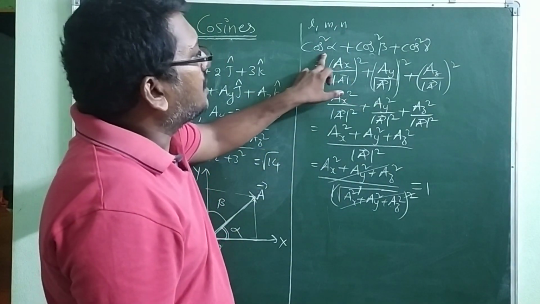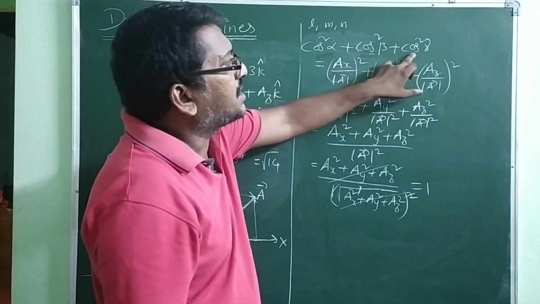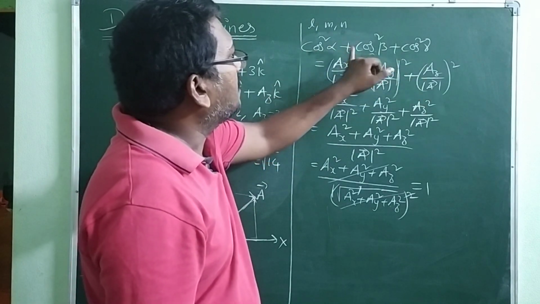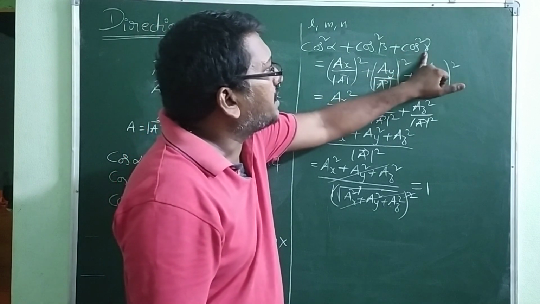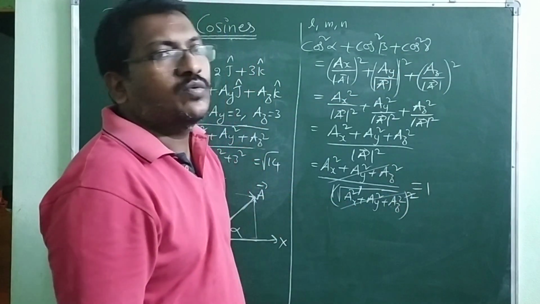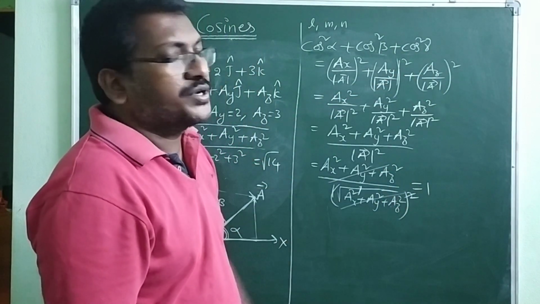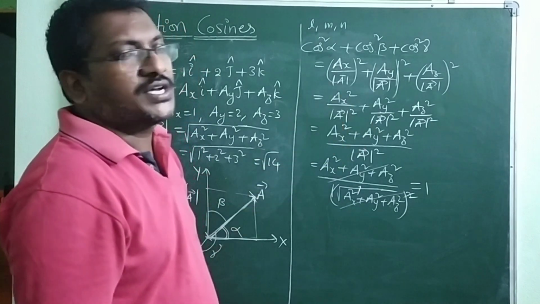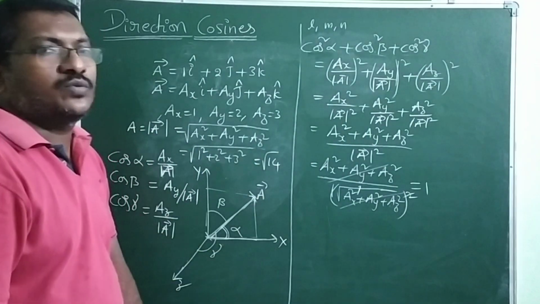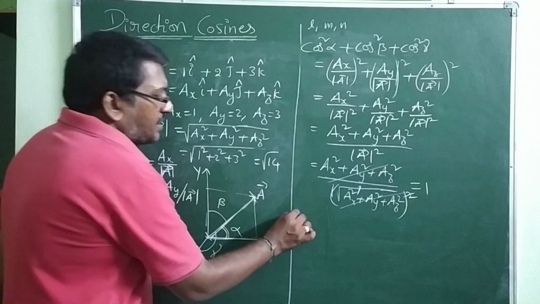In this situation cos square alpha plus cos square beta plus cos square gamma, that means L square plus M square plus N square, finally you get 1. So it is an important relation: cos square alpha plus cos square beta plus cos square gamma equal to 1. It can also be written in another way.